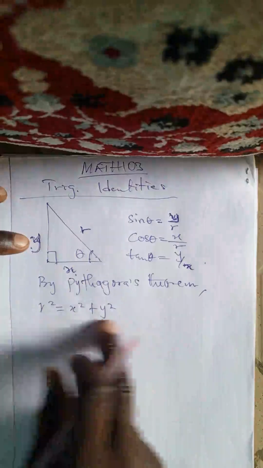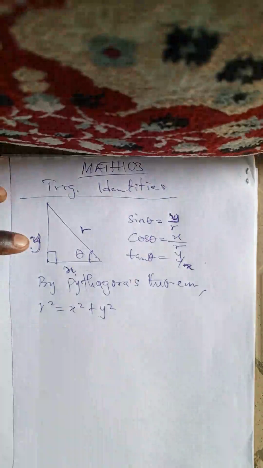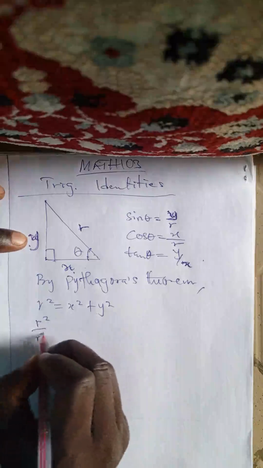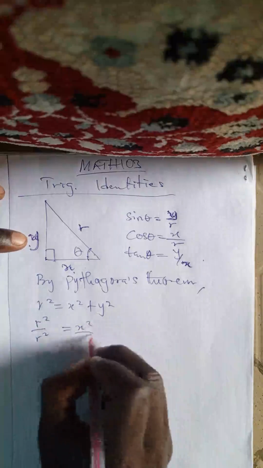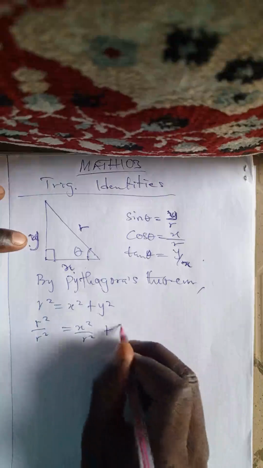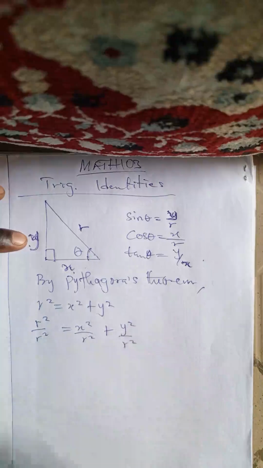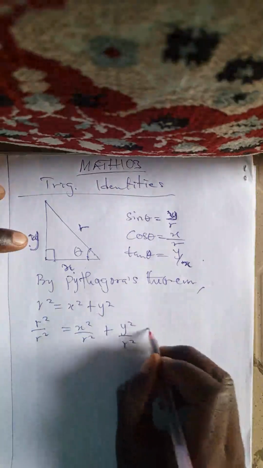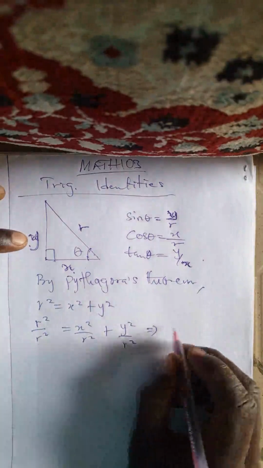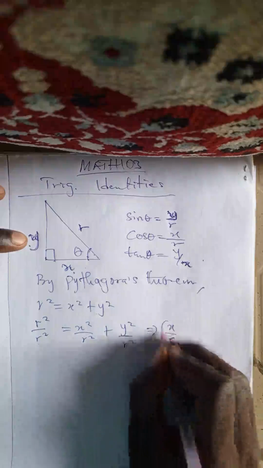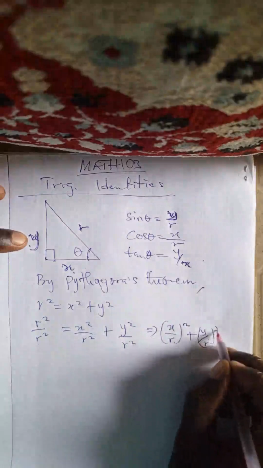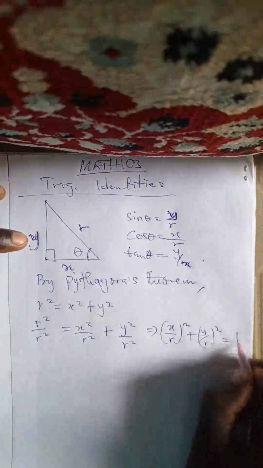So dividing through now by r squared, what do you have? You have r squared over r squared is equal to x squared over r squared plus y squared over r squared. But this can simply be written as, because r squared over r squared is 1, x over r all squared plus y over r all squared, and this is equal to 1.